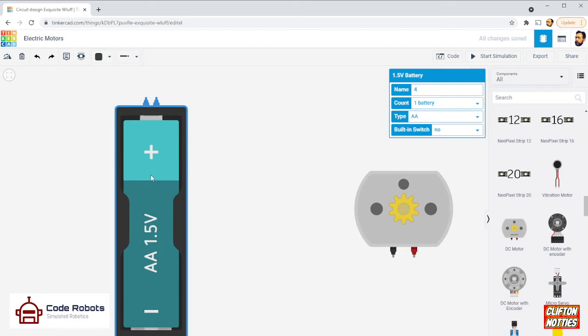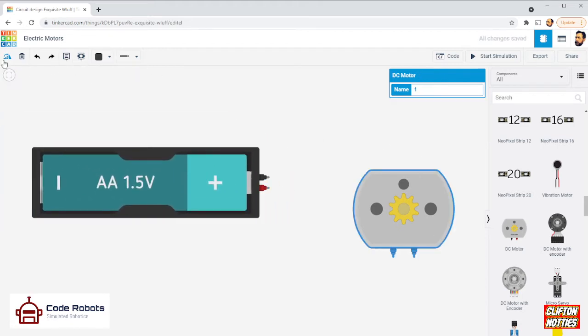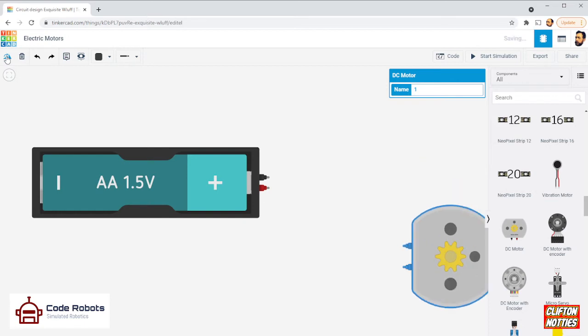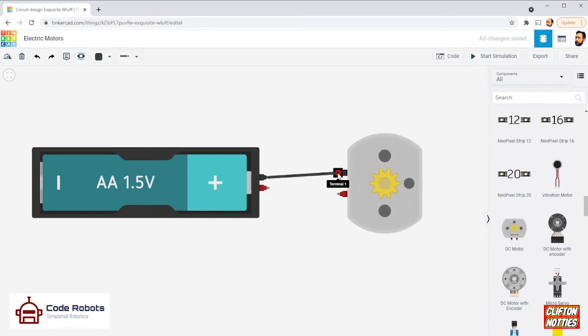So I've got to pull out a battery and I've pulled out a DC electric motor. Let's first of all turn that battery around and then position it. Let's also turn this DC motor. So remember, top left, you can turn things. Now we've got to wire it up. So we drag a wire out across like that. And another wire across like that.